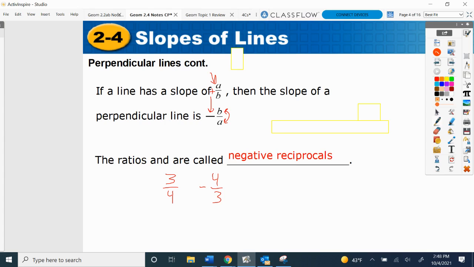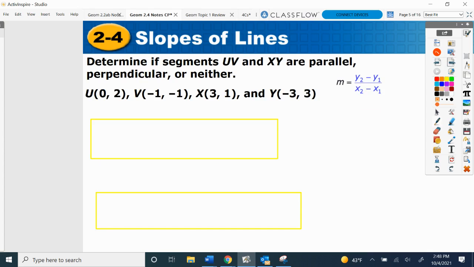Okay, that process. All right, so let's take a look at some of our first problems we're going to work out now that we have some of that background knowledge. First, we want to determine if segments UV and XY are parallel, perpendicular, or neither of those. So we've got three different options. Take a look: they give us the coordinates for UV, telling us where UV is on a coordinate grid, and they're also giving us the coordinates for X and Y, where that segment would be on a coordinate grid.